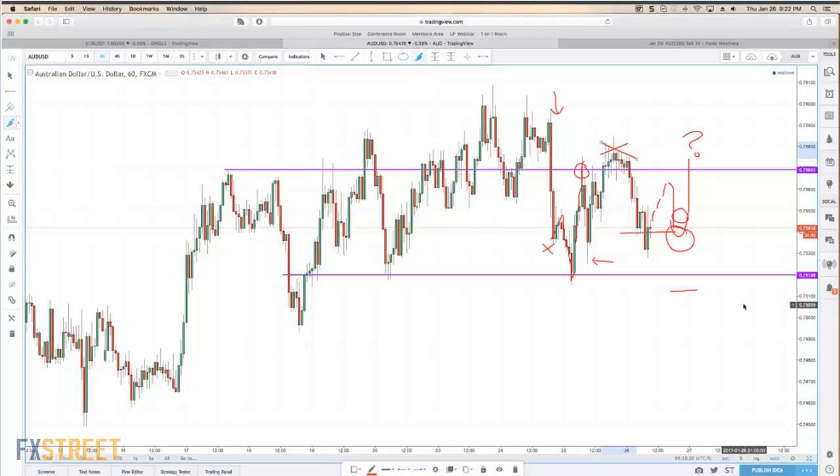But since Aussie is strong across the board, I'm going to go check all the Aussie pairs and see, has anyone already crossed the highs? If yes, then I have a higher chance that this will also cross the high. Does that make sense?